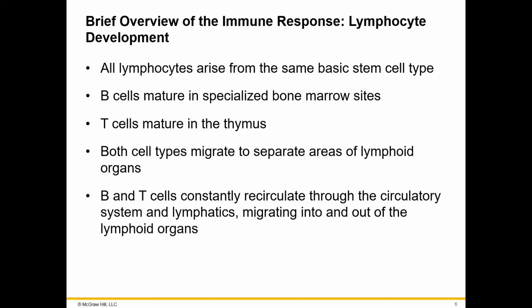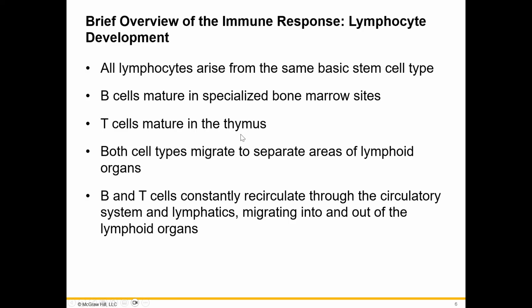If you look at the first stage, the lymphocyte development, although all those lymphocytes arise from the same basic stem cell, we find that at some point in development, they diverge into 2 distinct types, the B cells and the T cells. Final development of these B cells happens in specialized bone marrow sites, and the final development of the T cells happens in the thymus.